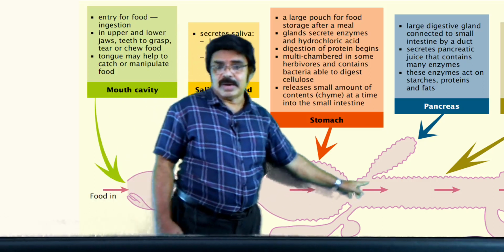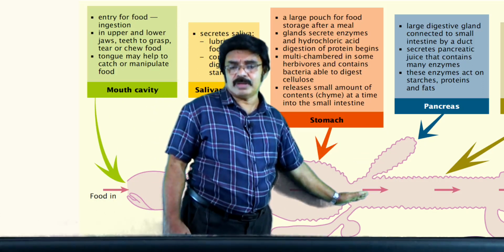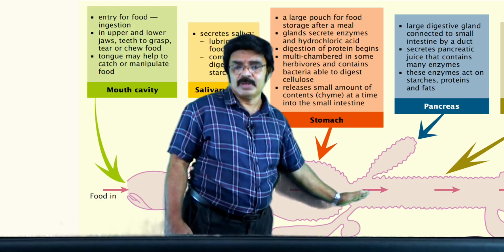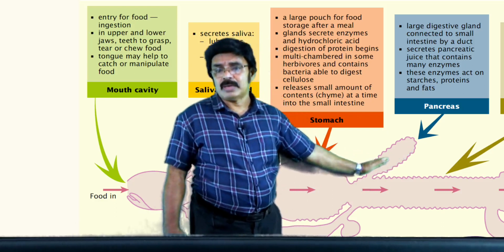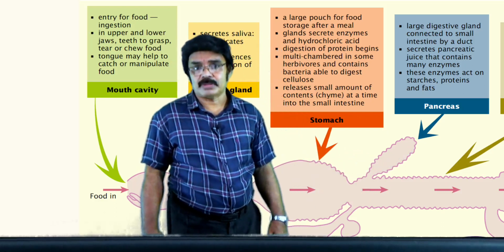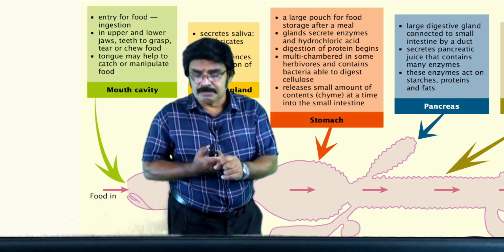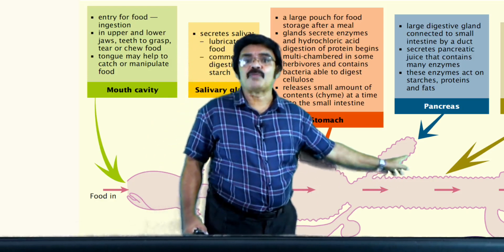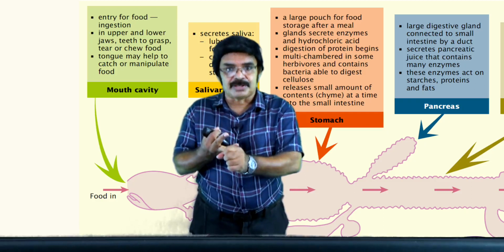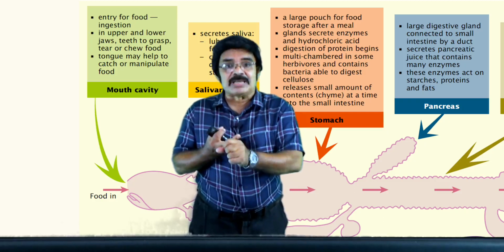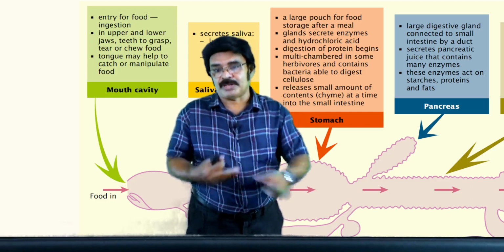And then, it is not completed, so we have to go further. Further enzymes are secreted by the pancreas. Why is it important? It is important because it gives you three types of enzymes: protease digesting protein, carbohydrase digesting carbohydrates, and lipase digesting lipids.